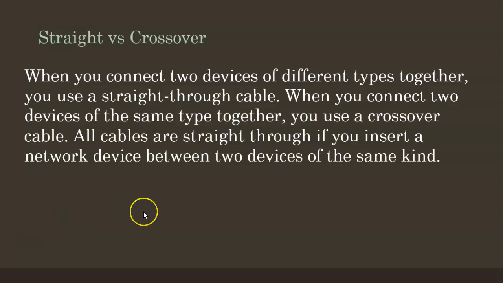Now, the most common type of Cat 5 or Cat 6 cable that you're going to come in contact with is going to be the straight through. This is what you're going to use to connect the device, whether it be a printer or a computer, whatever that device is that needs to communicate on the network. You would use a straight through to add that device to the network. So when you connect two devices of different types together, again, you use a straight through cable.